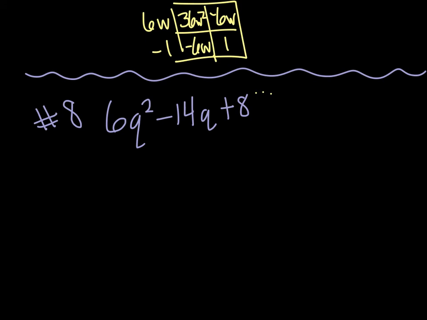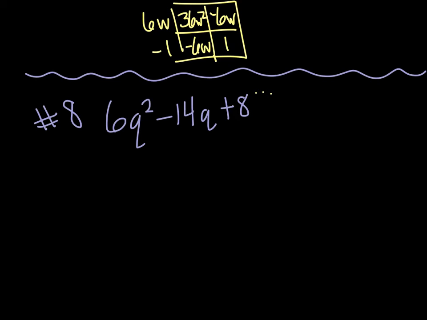So number 6 says 6q squared minus 14q plus 8. So looking at this, you guys can right off the bat say, okay, 6 times 8 is 48. That's going to be my product in the top of my diamond. Negative 14 is going to go in the middle at the bottom. But looking at this, if you can pull out a common factor first, it makes your life easier because then you have smaller numbers to work with.